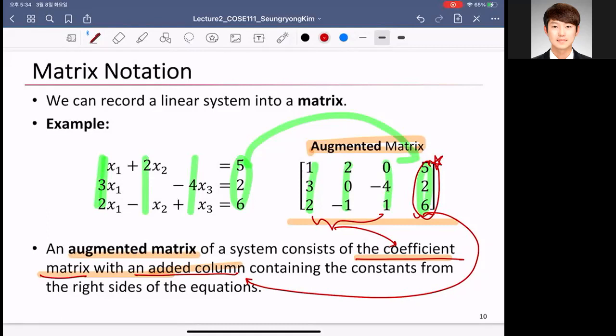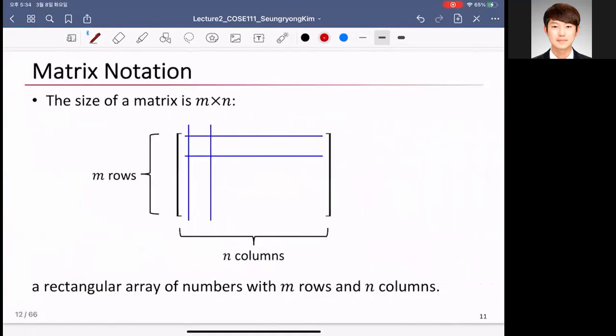Okay. So to understand our matrix, we have to know the size of the matrix. From now on, we just call it a matrix. We don't know whether this one is the augmented matrix or the coefficient matrix, but let's just think of it as a matrix. And the size of a matrix can be represented by the number of rows and the number of columns.